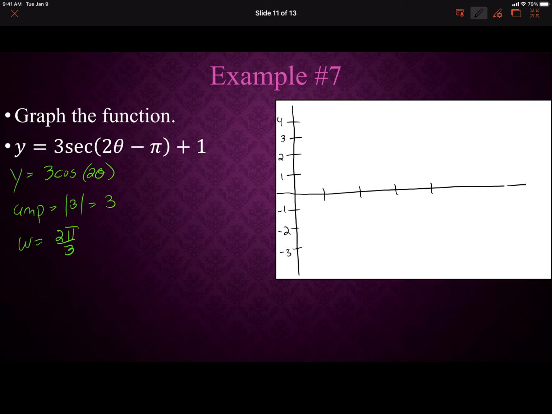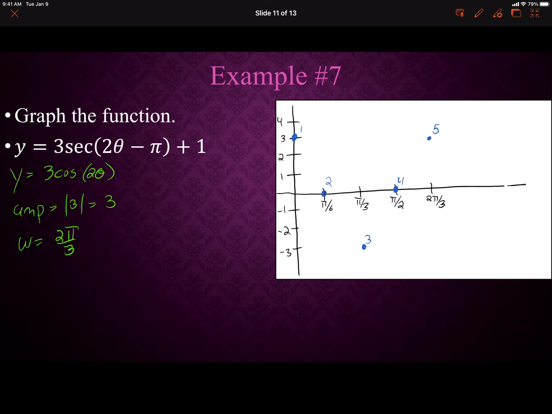The quarter period, so a quarter of 2 pi over 3, is pi over 6. The half period is pi over 3. The 3/4 period is pi over 2. And then the full period is our 2 pi over 3. Recognizing that for cosine, our original point starts at A, so it's going to start at 3. There's our first point. It's then going to go to 0, then down to negative 3, back to 0, and back up to 3.